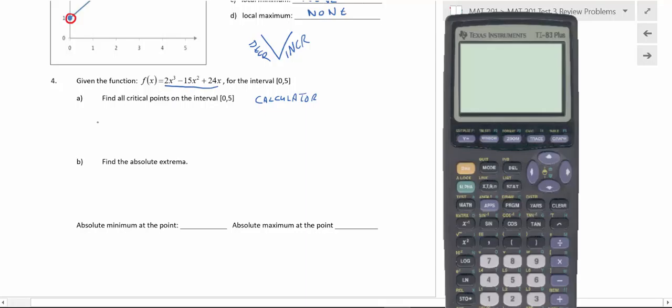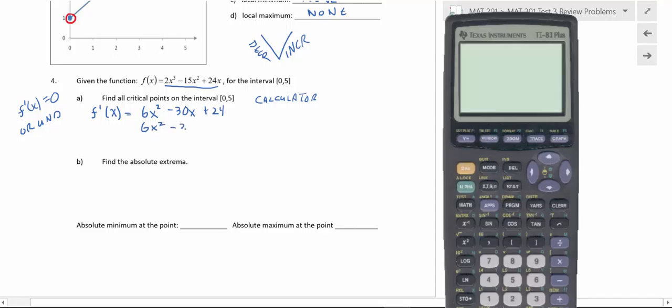So critical points occur where f prime of x is either equal to 0 or it's undefined. So we're going to start by doing the derivative. F prime of x, and this is a polynomial, so it's a pretty simple derivative. That's going to be 6x squared minus 30x, and then plus 24. So we're going to set that equal to 0. Now that is always defined. That's a quadratic, so it's continuous. It's always defined.